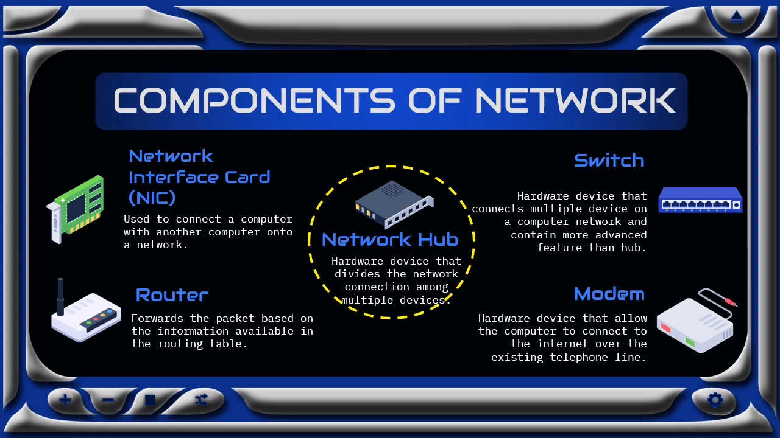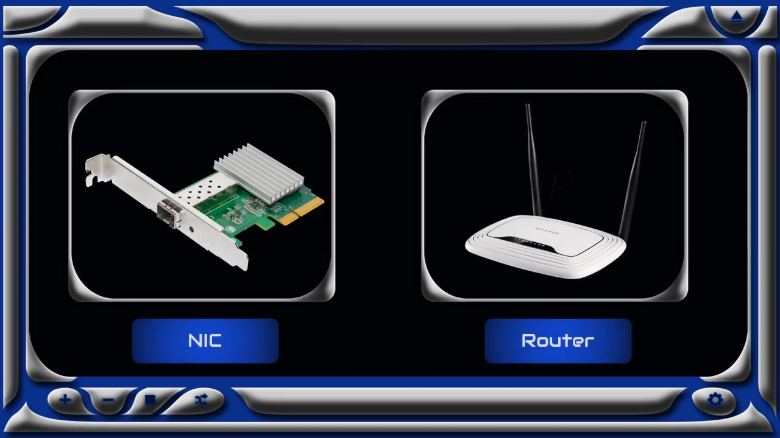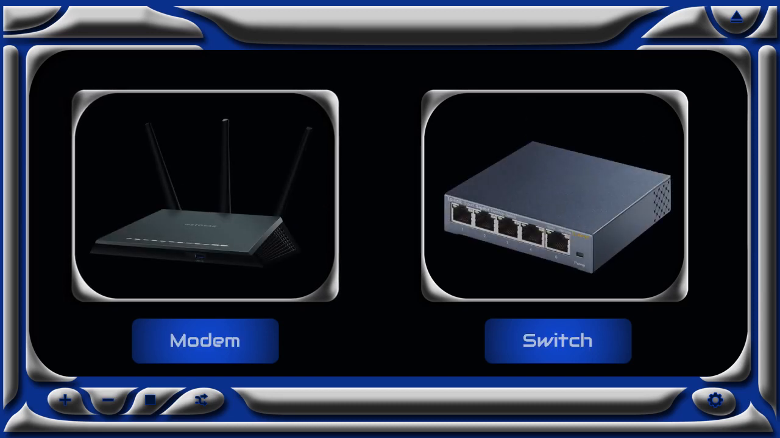The router forwards the packet based on the information available in the routing table. The hub is a network hardware device that divides the network connection among multiple devices. The switch is a hardware device that connects multiple devices on a computer network and contains more advanced features than a hub. A modem is a hardware device that allows the computer to connect to the internet over the existing telephone line. As you can see, these are the pictures of the components: NIC, router, modem, and switch.